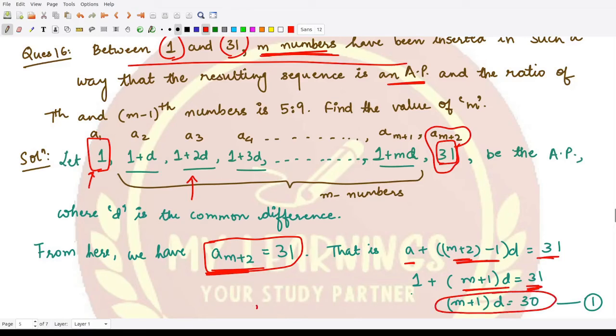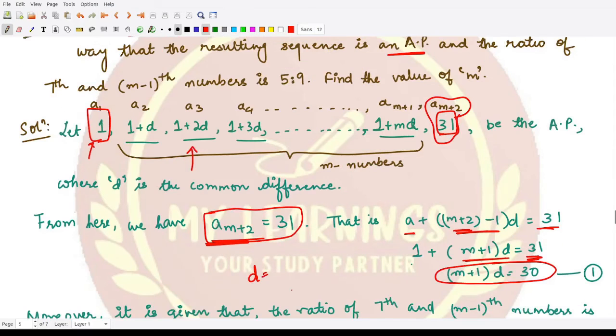So from here we can evaluate the value of d, the common difference, because that is also required for an AP. Two things are required, a and d. a is already known to us, the value is 1. d is obtained from this expression. The value comes out to be 30 divided by (m+1). So this is our d.